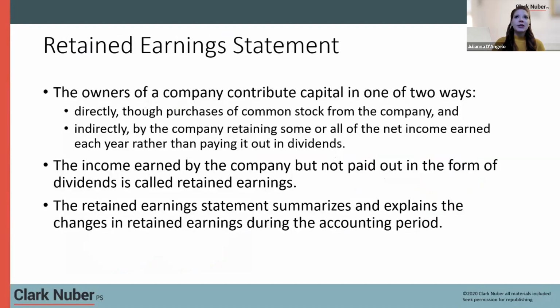The retained earnings statement. So the owners of a company contribute capital in two ways: directly through the purchases of common stock from the company, or indirectly by the company retaining some or all of the net income each year that they've earned rather than paying it out in dividends. The income earned by the company but not paid out in the form of dividends is called the retained earnings. The retained earnings statement summarizes and explains the changes in retained earnings during the accounting period.